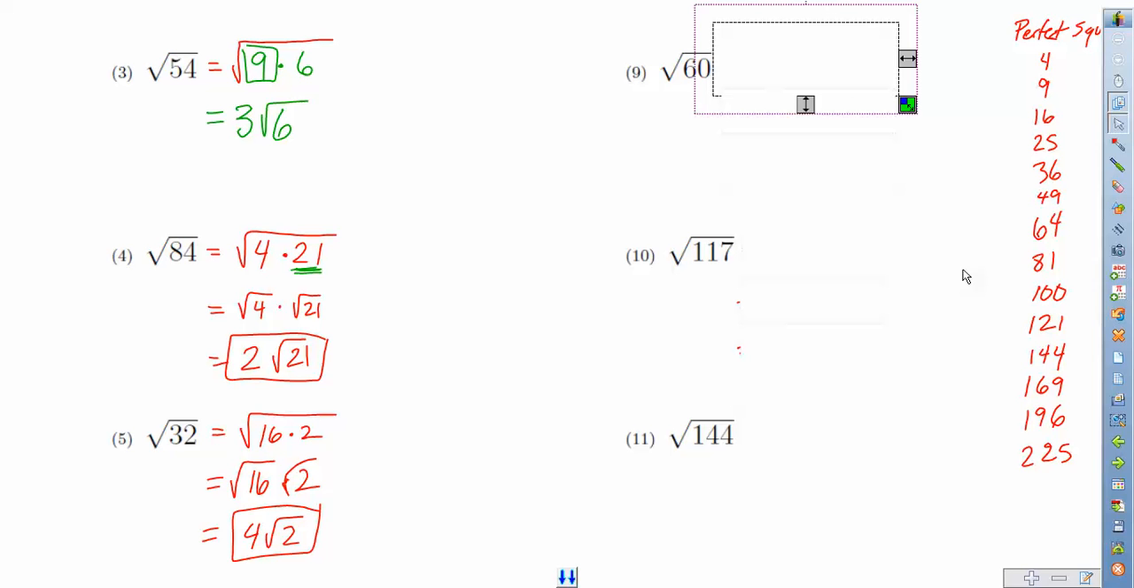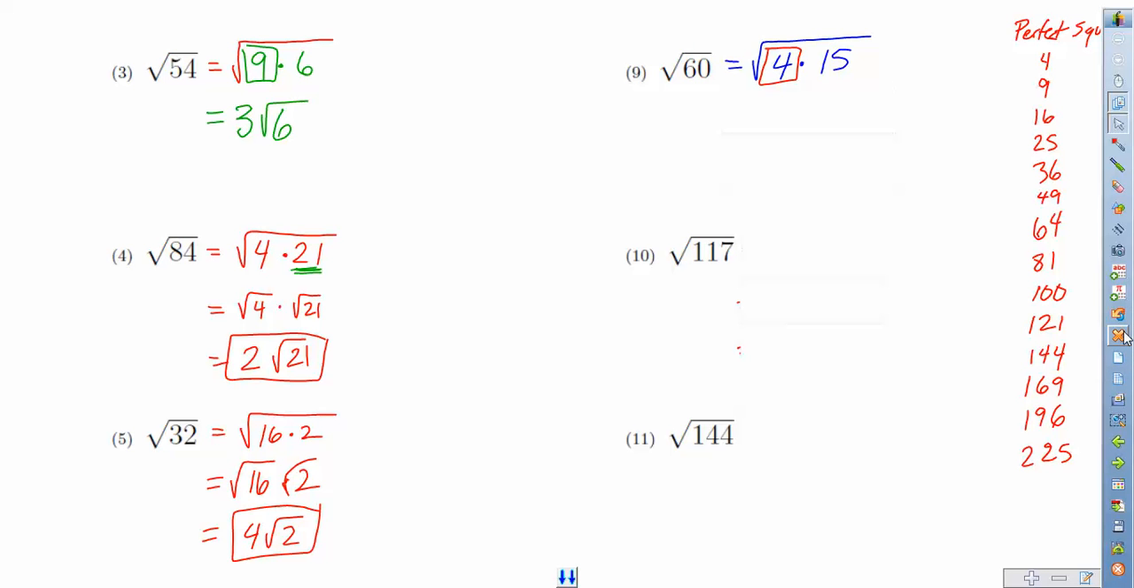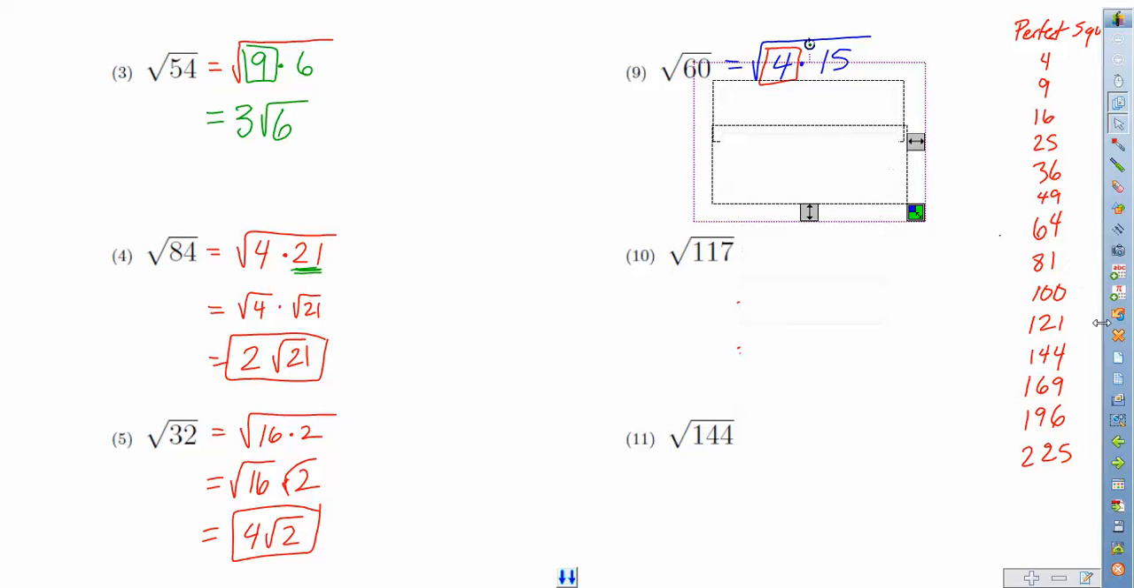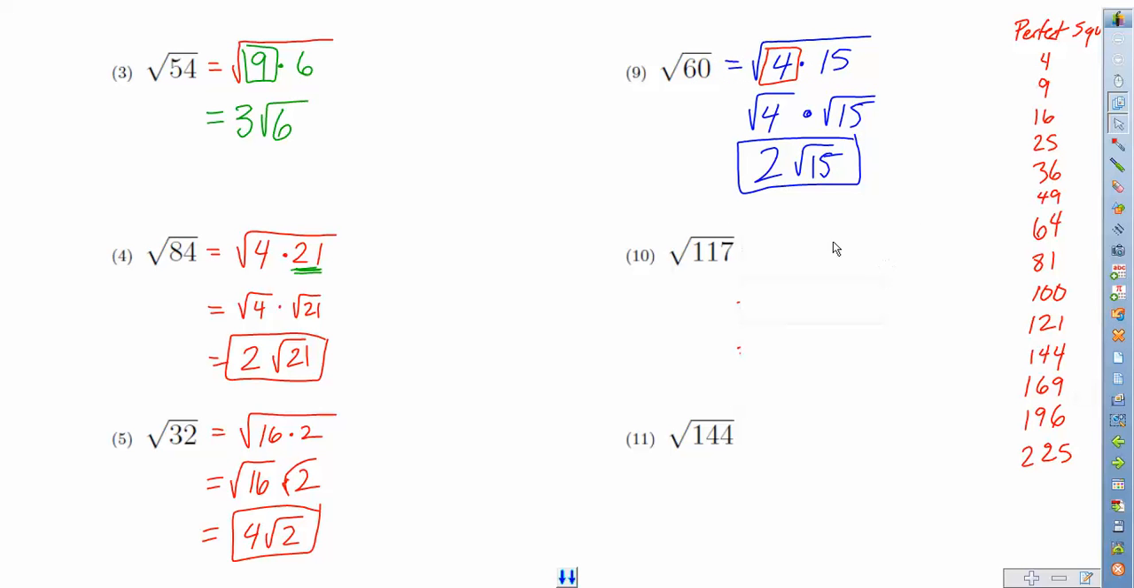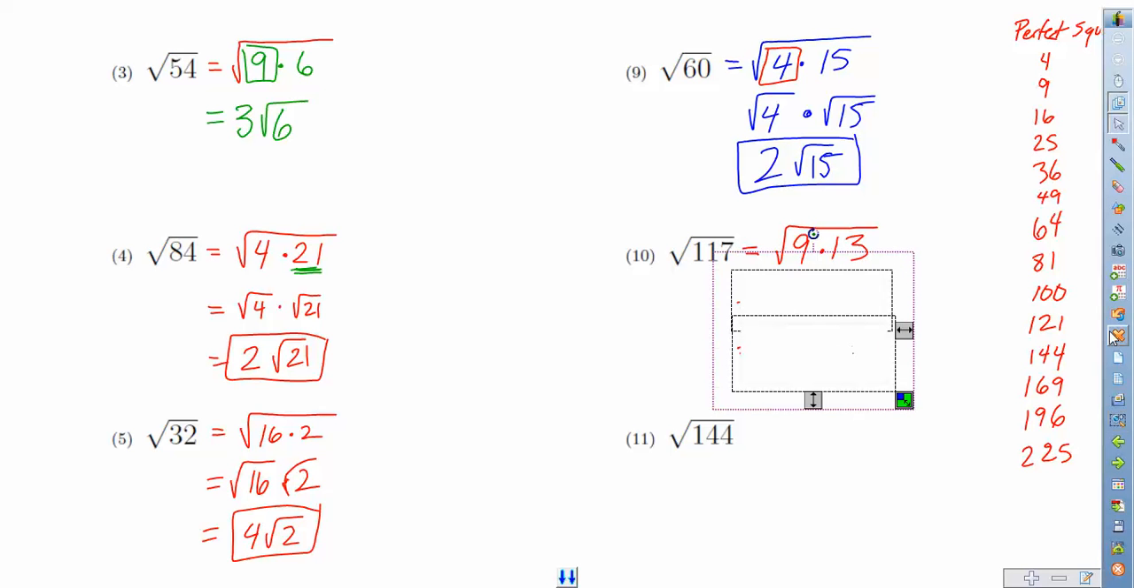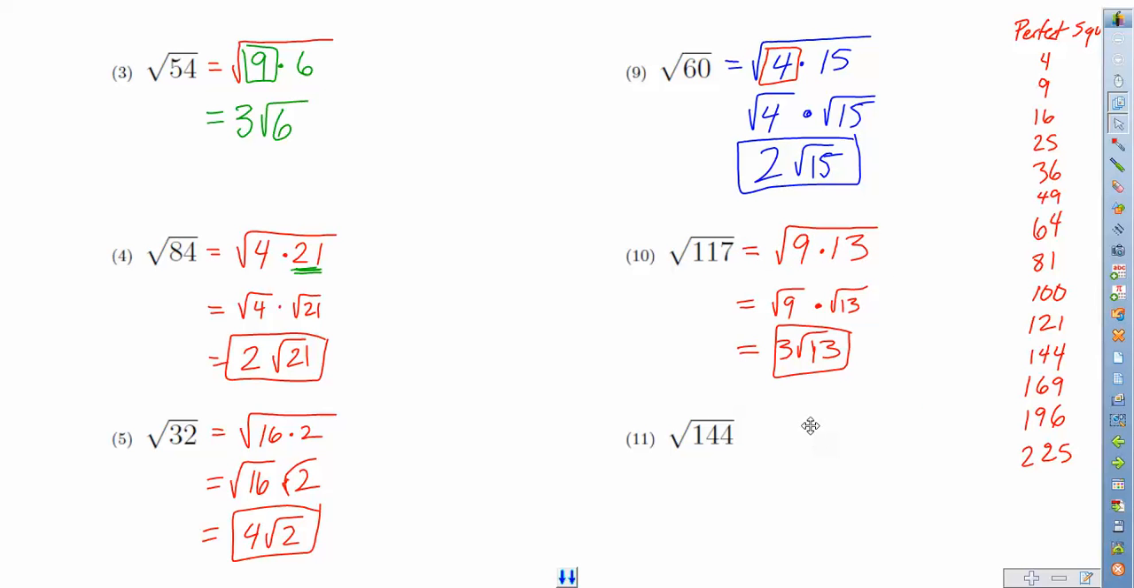Yeah, 60. Perfect square goes into 60. I don't know. I think 4 is probably the best way we can go. If we do 4, we end up with 15. Any other numbers? Nope, I don't think so. So then we can work that problem out. Boom, there we go, 2 square roots of 15. 117, you might have to kind of pick and choose that one a little bit there, but 9. 9 works. 13, no other perfect squares go into that one. There we go. So 3 square roots of 13. 144, hey, wait a minute, you're on that list. So square root of 12.